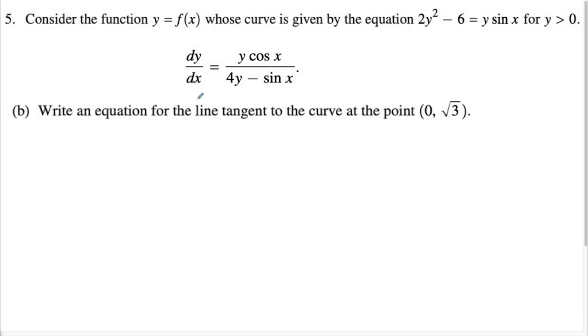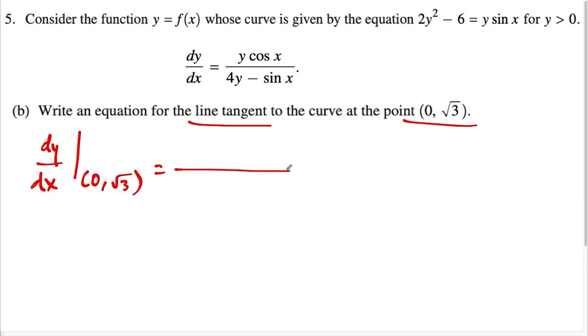For part B, we want to write the equation of a tangent line to the curve at this point 0, comma, square root 3. So what we need to do here is plug the point into our derivative, because the derivative is going to tell us the slope of our tangent line. So we're plugging in this point here, and just make sure we're plugging in square root 3 for y. So we have square root 3 times cosine of 0 over 4 times square root 3, minus sine of 0.